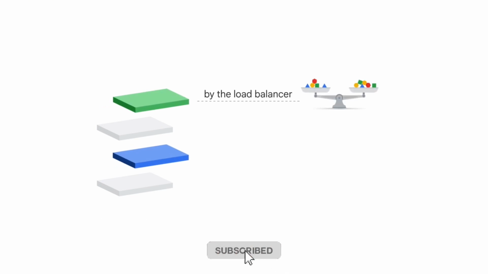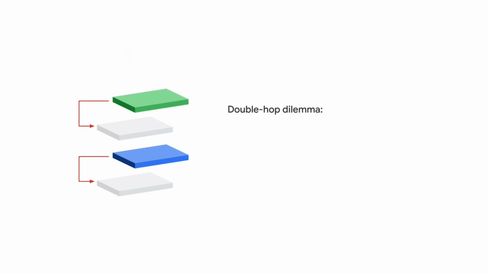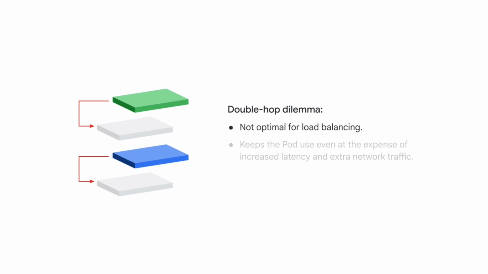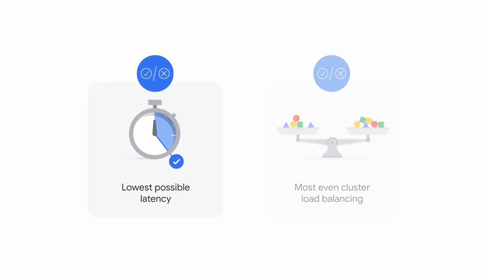This method has 2 levels of load balancing, one by the load balancer and the other by kubeproxy. This results in multiple network hops. The response traffic also follows the same path. As the name double hop dilemma indicates, this method is not optimal for load balancing. This process only keeps the pod use even at the expense of increased latency and extra network traffic, which is not ideal. When using traditional Kubernetes networking, you'll need to decide what's more important, having the lowest possible latency or the most even cluster load balancing.